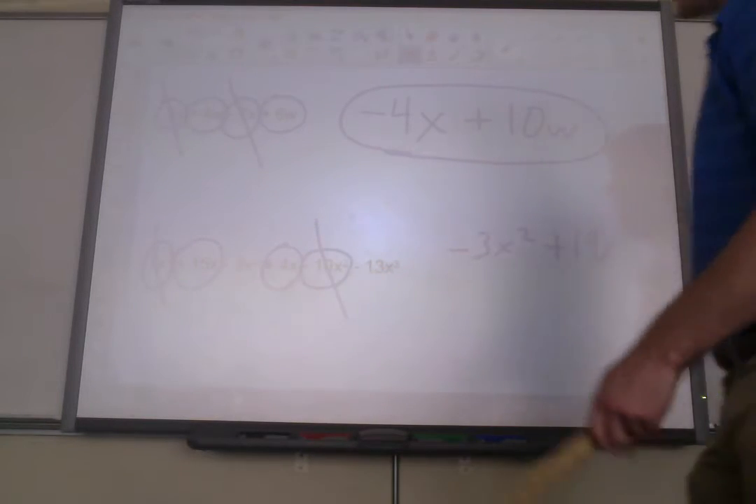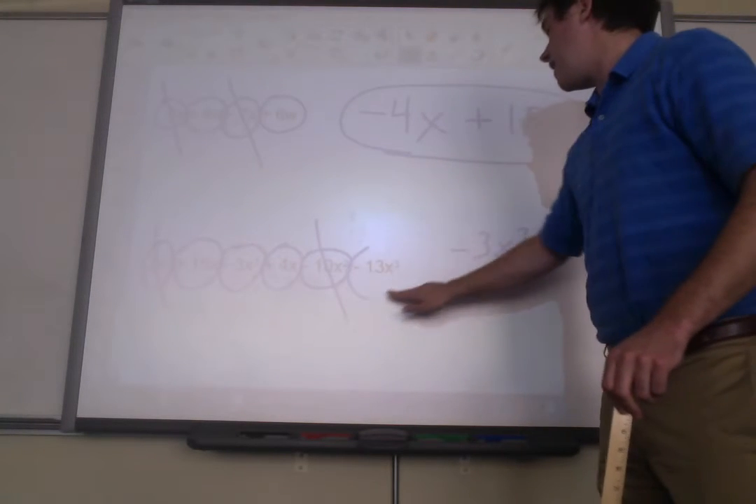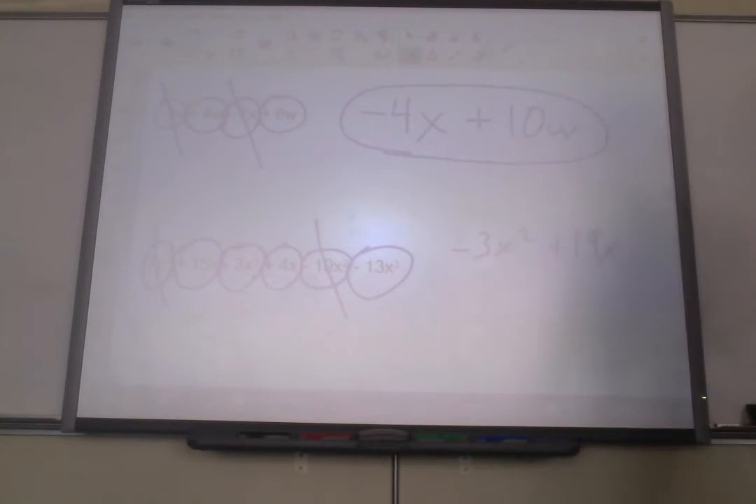And the last one, we've got negative 3x to the third and negative 13x to the third. Well, negative 3 plus negative 13 is negative, so minus 16x to the third. We're going to add a little room there, but negative 3x squared plus 19x minus 16x to the third. That's our final solution there.